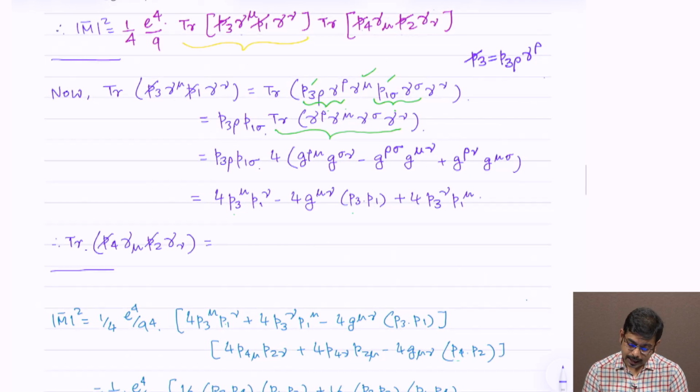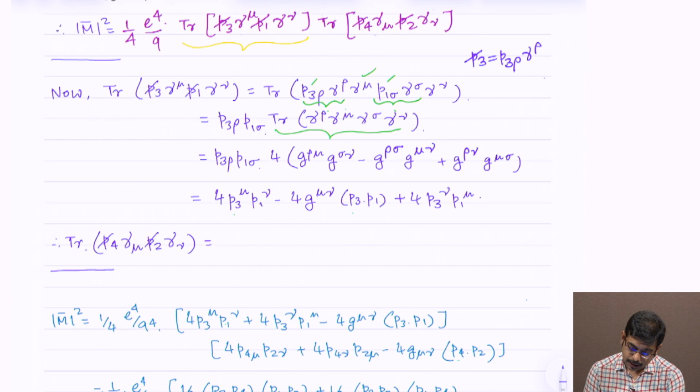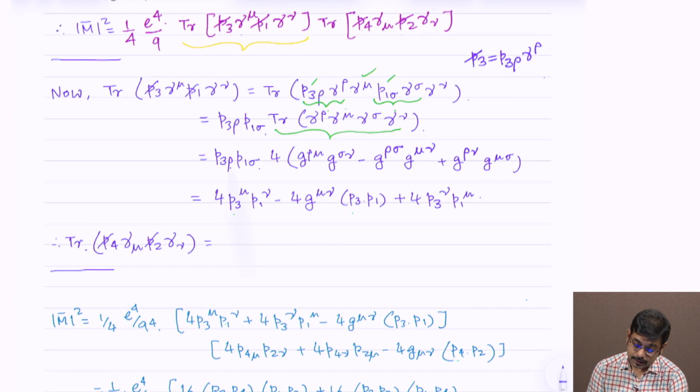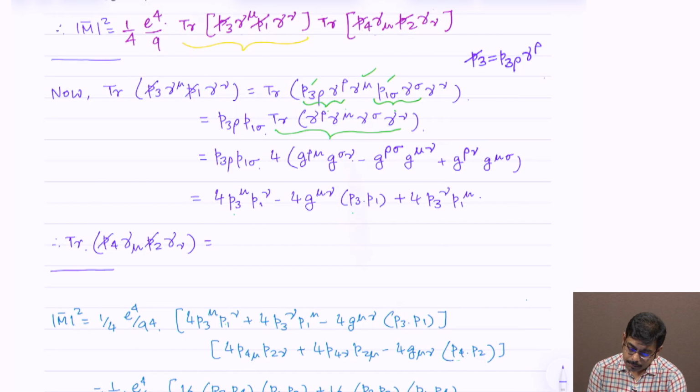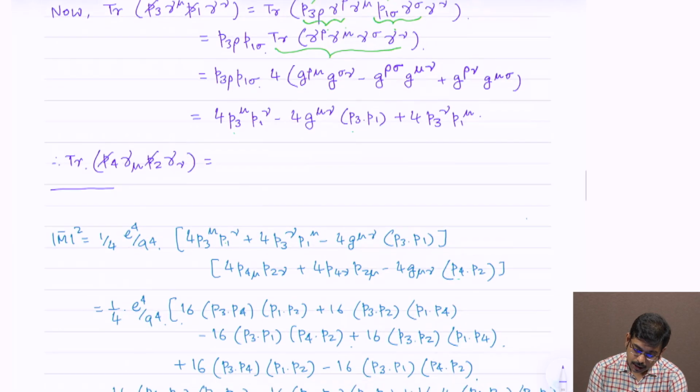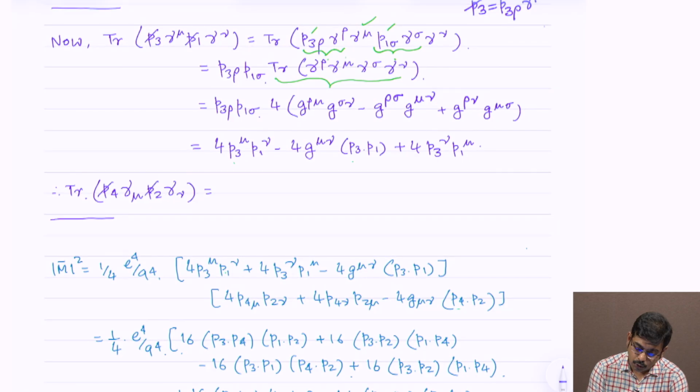Right? So in a sense, now if you multiply with this P3 rho and P1 sigma, then you can see that whenever this rho is actually happening, suppose G rho mu acting on P3 rho, which will give you P3 mu, and P1 sigma having contracted with G sigma nu will give you P1 nu, correct? This index rho is summed over, so the nu index goes up.